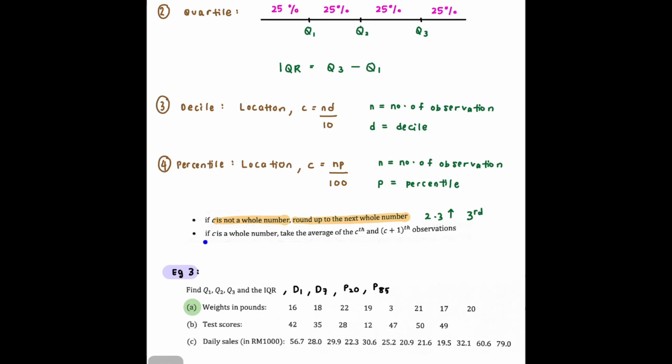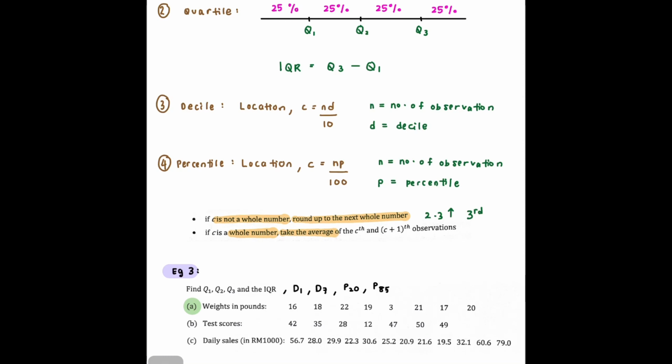But if your C is a whole number, then you have to take average. So take average of that data plus the next data. Okay. So how to apply these two types of C value? Let's look at the example.